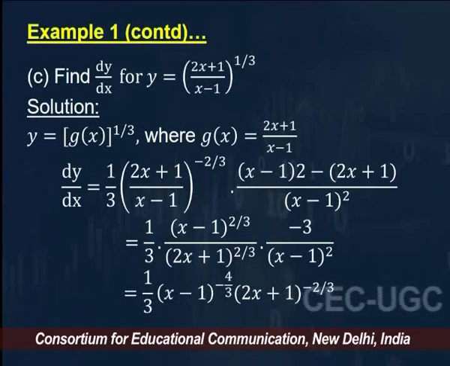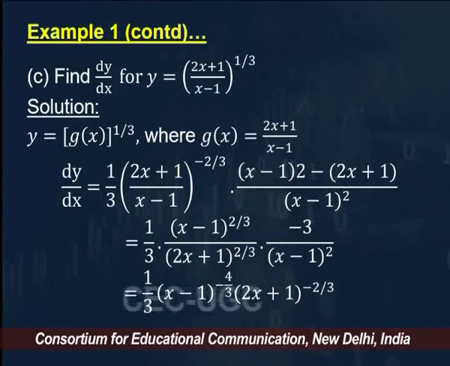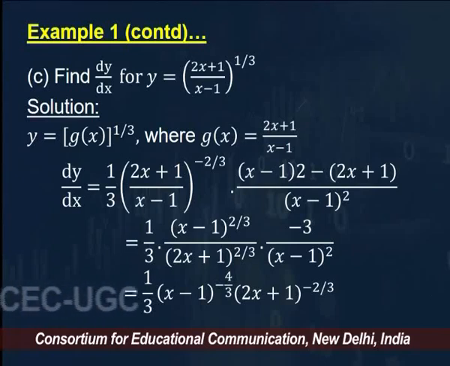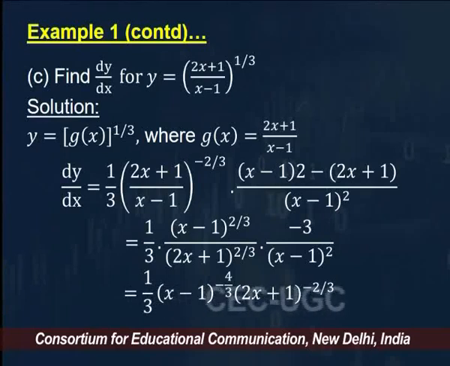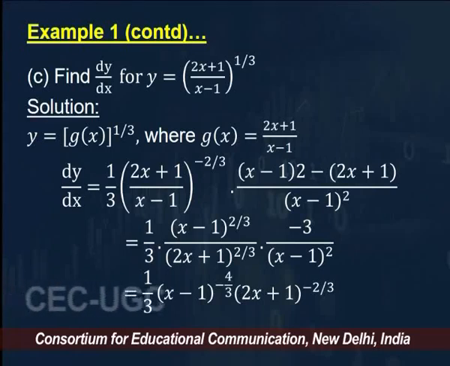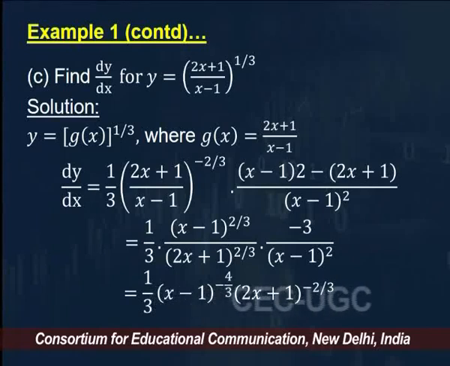Now, the derivative of g with respect to x would be the denominator x minus 1 times the derivative of the numerator, which is 2, minus the numerator, which is 2x plus 1, times the derivative of the denominator, which is 1, the whole thing divided by the denominator squared, so that's x minus 1 squared. That then gives us 1/3 times, now what I've done is I've written 2x plus 1 by x minus 1 to the power minus 2/3 as x minus 1 divided by 2x plus 1, both factors to the power 2/3. And then for the last term here, the 2x and the 2x would get cancelled. So that gives me a minus 2 minus 1, minus 3, in the numerator divided by x minus 1, the whole squared.